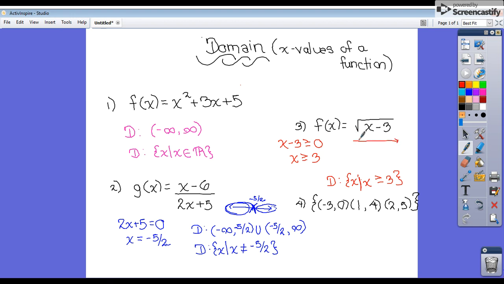So if I draw out 3, I can only use 3 or the numbers greater than 3. So that means for my domain, I'll write the numbers 3 to infinity. So 3 all the way to infinity.